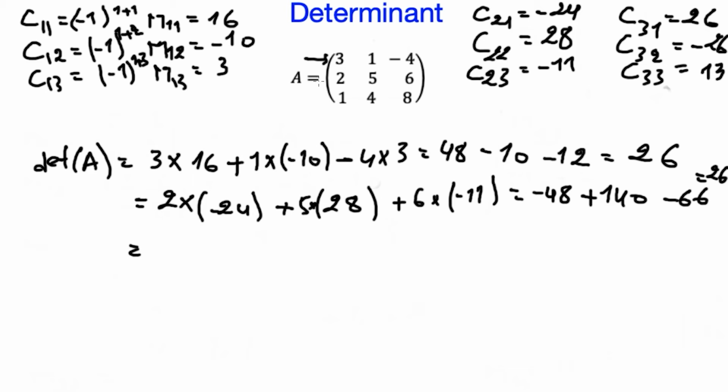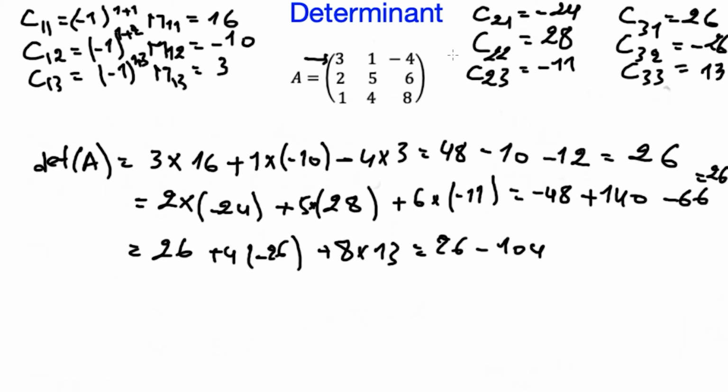And the same here for the third row, so it will be 1 times 26, plus 4 times minus 26, plus 8 times 13. So this is equals 26, this will be minus 104, so this also must be plus 104, because we need to get this 26, so it will be 26. And also we can go with columns.